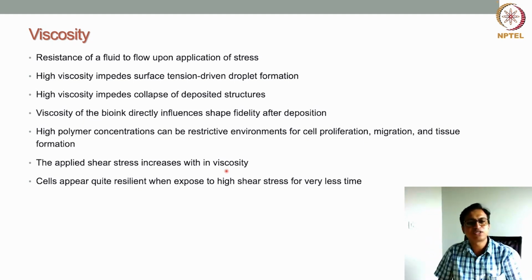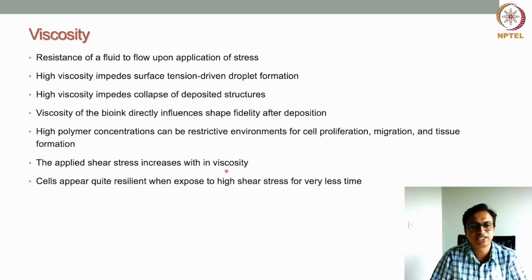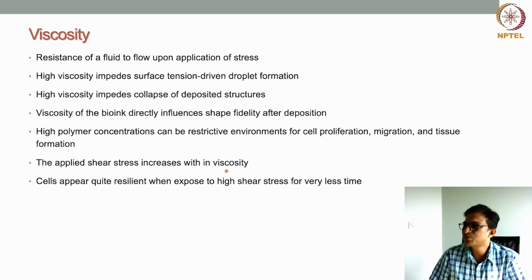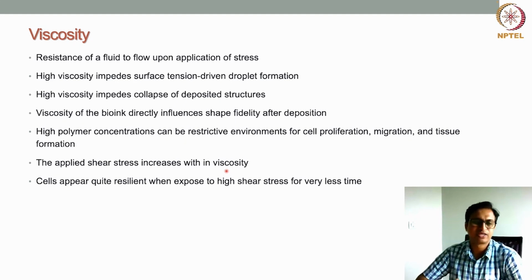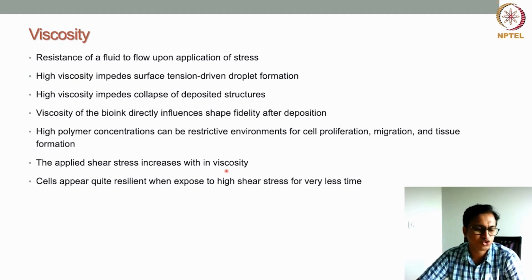Here, high polymer concentration can be a restricted environment for polymer cell proliferation, migration, and tissue formation. Many a time, to improve the viscosity, we increase the polymer concentration within the bioink, right? But that high polymer concentration can be a restricted environment for the cells to function and to migrate, right? And the other thing is applied shear stress also increases with increasing viscosity.